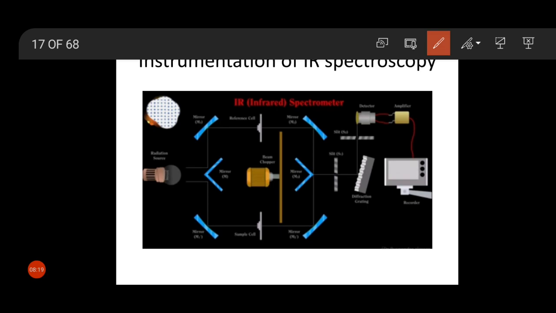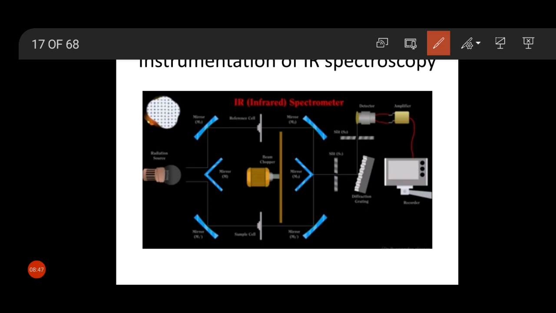Okay, now see the working of the IR instrument. First, we switch on the radiation source, and due to electrical heating it will produce IR radiation.